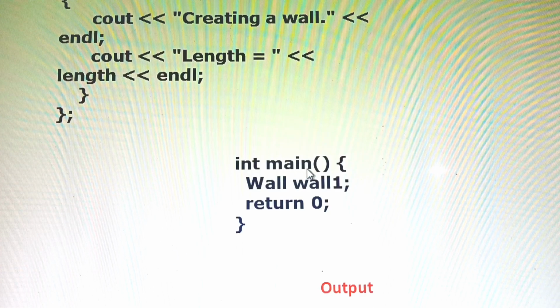Then what are the contents of our constructor? It consists of the default value of length, then print the output. This is the output heading, then display the default value of the length. That's how we can implement a default constructor in the program. Understand how to implement a default constructor in the program.